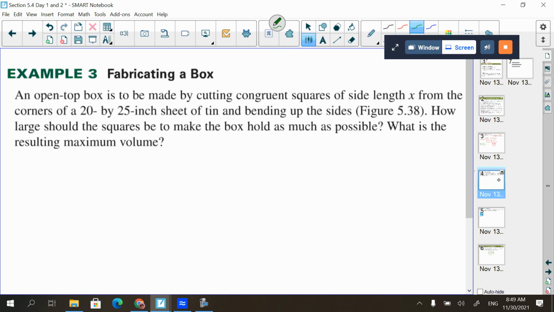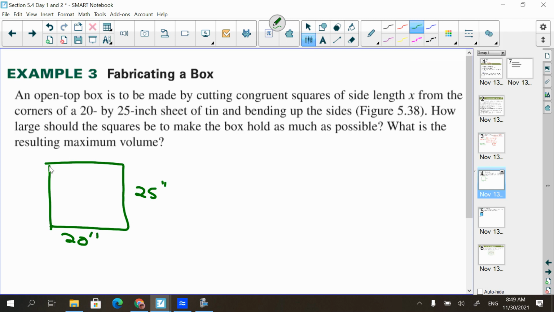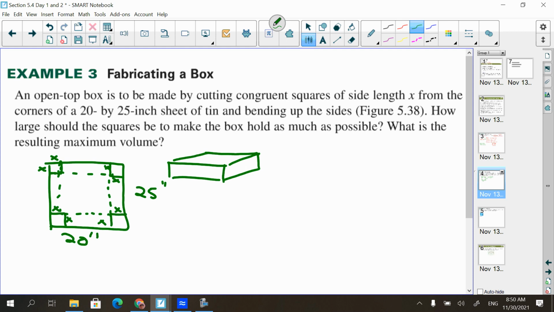Okay, next, fabricating a box. An open top box is to be made by cutting congruent squares of side length x from the corners of a 20 by 25 inch sheet of tin. So if I'm going to cut out these corners like this that are x by x, certainly, I've seen problems like this before, but you haven't done calculus with them. Then I'm going to fold it on these dotted parts right here so that I end up with a box that looks kind of like that. Get the idea, hopefully.